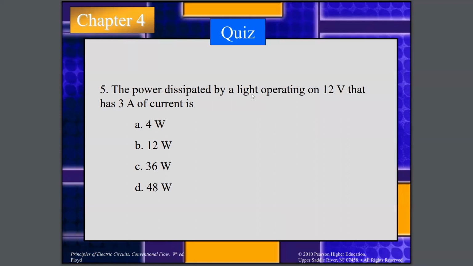The power dissipated by a light operating on 12 volts that has a current of 3 amps. Now again, the equation for power, so of course I expect you guys to make some notes.